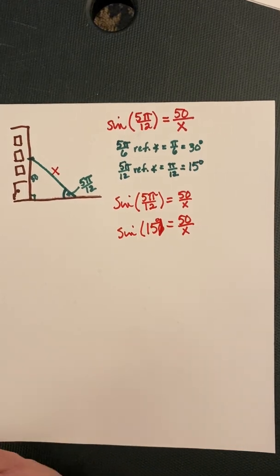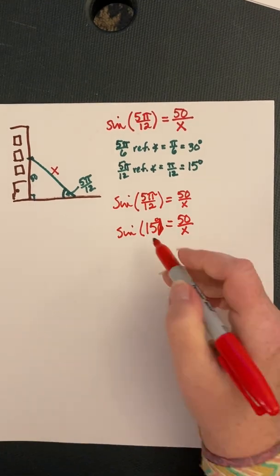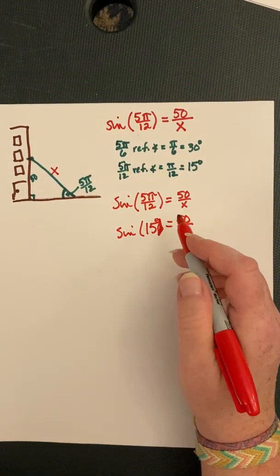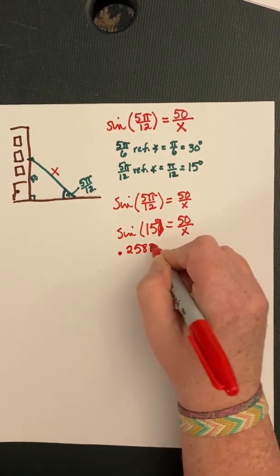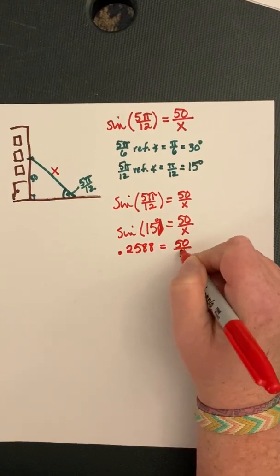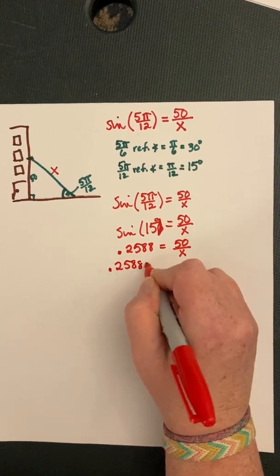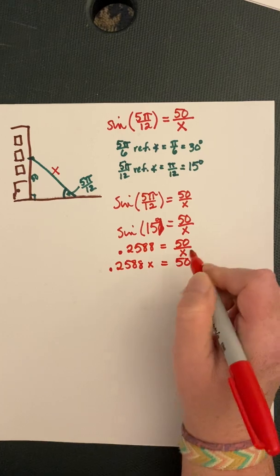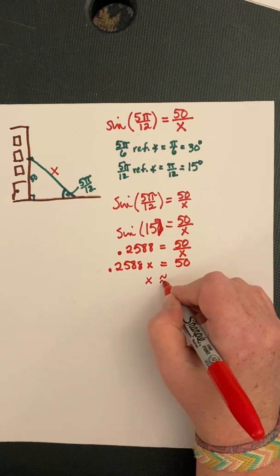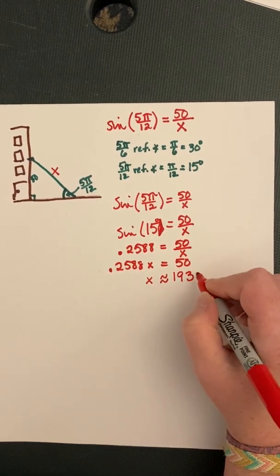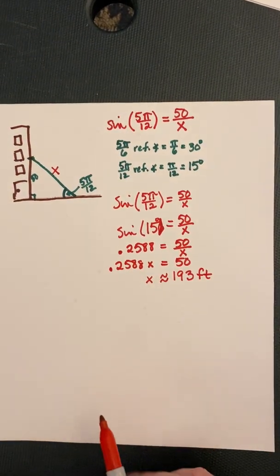Okay, so now I can take out my calculator. Remember, we always go at least 4 places when we're dealing with trig functions. So I can take out my calculator and I can do sine of 15. So that's 0.2588 is equal to 50 over x. I'm going to multiply both sides by x, so 0.2588x is equal to 50. Then I'm going to divide both sides by 0.2588, and x is approximately 193.2 feet. So to the nearest foot, there's my answer.